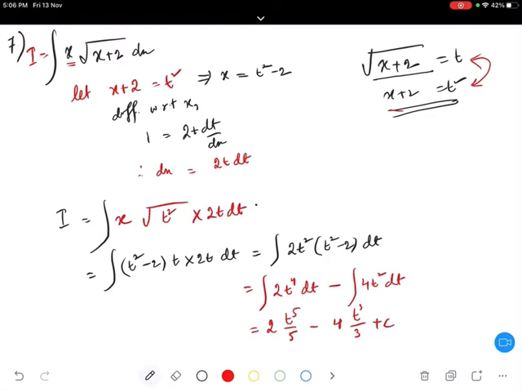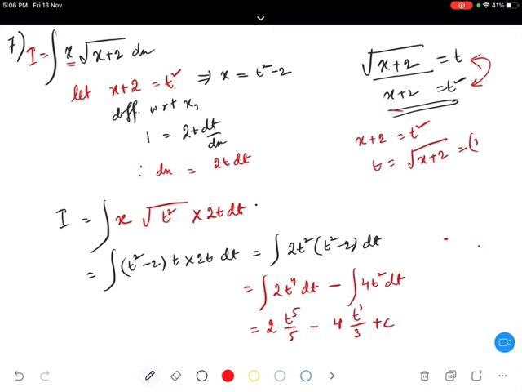So this is what we have, t to the power 5 and t cube. So let us find out the values. What is the value of t to the power 5? Look at here. x plus 2 is equal to t square. So t is actually what? Root over of x plus 2.